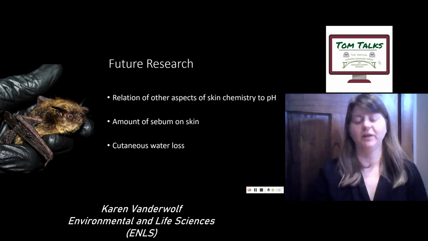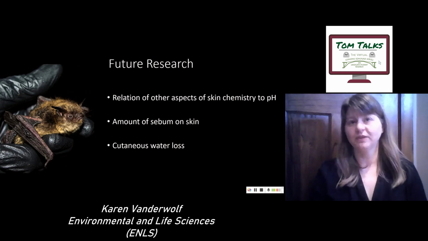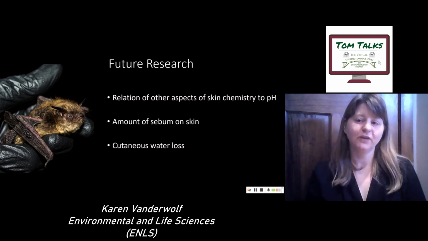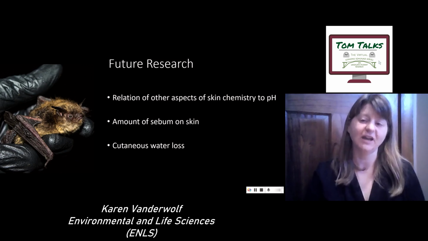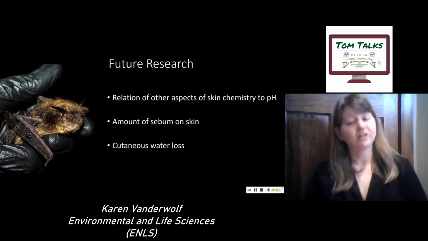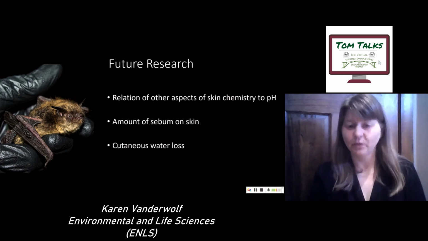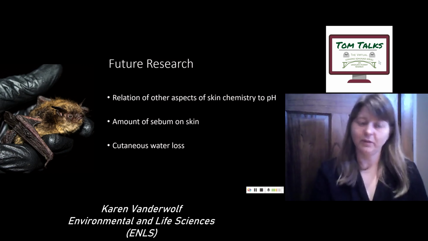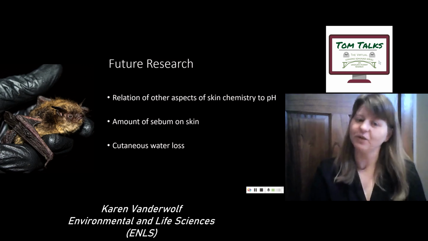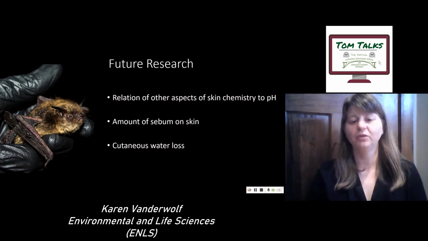For example, lower skin pH can also help with cutaneous water loss. So if you have acidic pH, you generally don't lose water from your skin as fast as with more alkaline pH. And this can help a lot with surviving diseases like white nose syndrome, where one of the mechanisms by which you die is from dehydration. So too much water loss from such compromised skin.